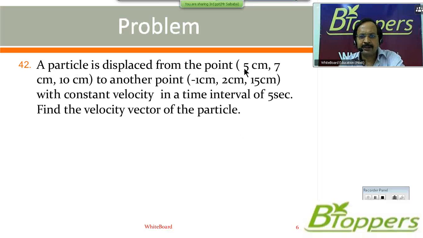A particle is displaced from the point 5 cm, 7 cm, 10 cm to another point with coordinates -1 cm, 2 cm, 15 cm with a constant velocity in a time interval of 5 seconds. Find the velocity vector of the particle. So you can look at the solution of this problem.